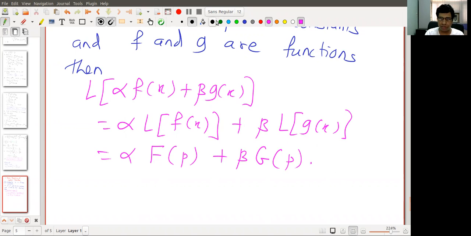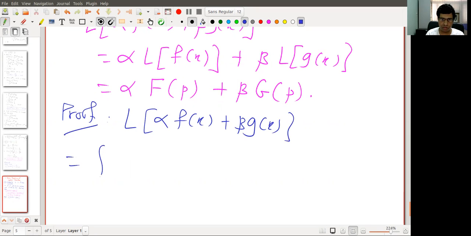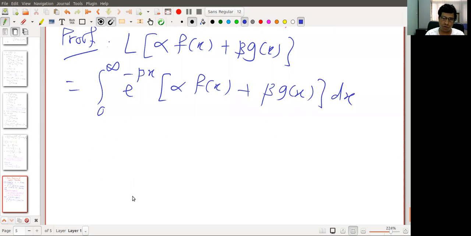Proof is not difficult. It is property of integration. So Laplace transform of alpha f of x plus beta g of x is nothing but, by definition, integral 0 to infinity e raised to minus px into the function under consideration, that is alpha f of x plus beta g of x, dx. And now this operation is linear.